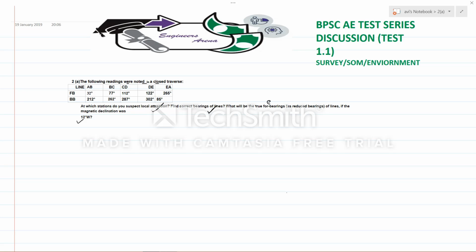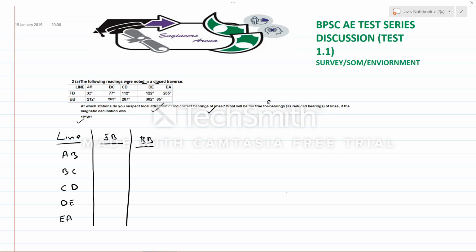Let me make one table first of these lines. The lines we have are AB, BC, CD, DE and EA. Fore bearing and back bearing of the lines are given to you. I will directly copy it. Fore bearings are 32, 77, 112, 122, 265 degree, and back bearings are 212, 262, 287, 302 and 85 degree.